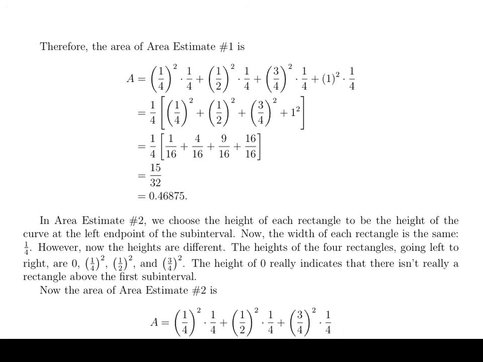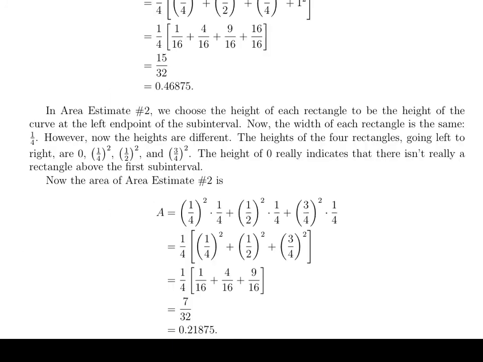All right, so now that we have these heights, we can write down an area for area estimate 2. That's going to look like this. Again, each term represents an area of a rectangle. So this thing that I've boxed here is the area of the first rectangle, well, the first actual rectangle. It has height 1/4 squared and width 1/4. And as before, they all have width 1/4 because we took an interval of length 1 and chopped it into 4 pieces.